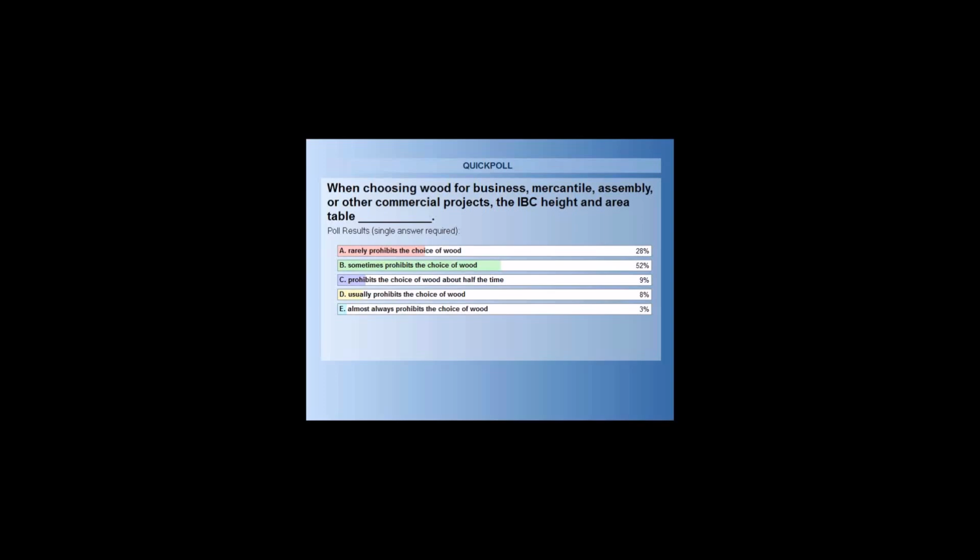And the results are 28% picked A, rarely prohibits the choice of wood. 52% of the audience said sometimes prohibits the choice of wood. 9% of the audience said C, prohibits the choice of wood about half the time. 8% said D, usually prohibits the choice of wood. And 3% of the audience said almost always prohibits the choice of wood.